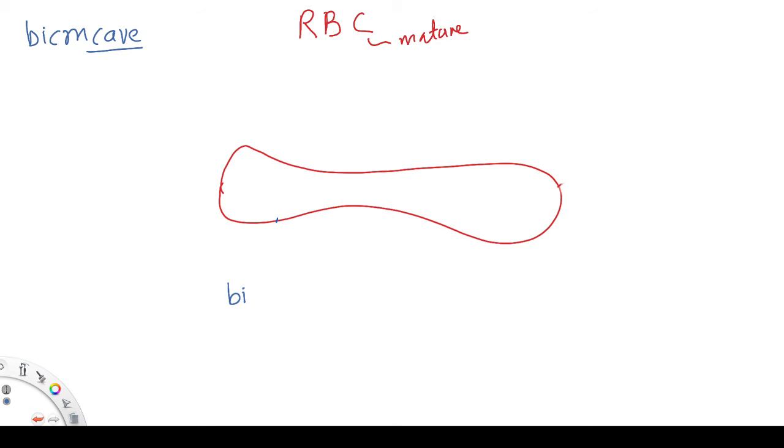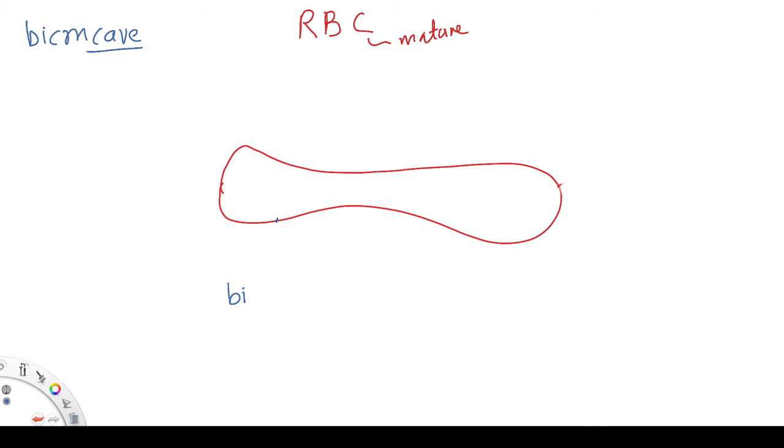It's not spherical. Please understand the structure of RBC. It's a biconcave disc, and extremely flexible. It squeezes through tight spaces. Its shape is not always the same; if there is a gap, it will go through and fluctuate. That's very important, especially when it comes to sickle cell anemia, because it loses flexibility. RBC number one is biconcave, and it's very, very flexible. I'll tell you what gives it flexibility soon.